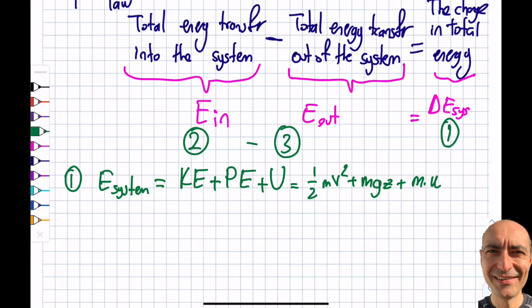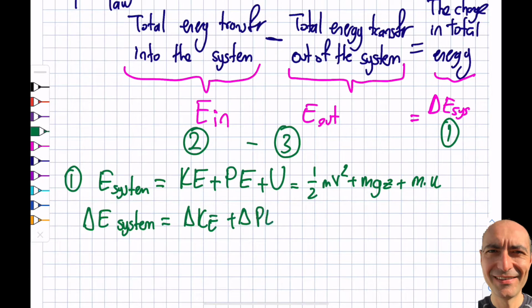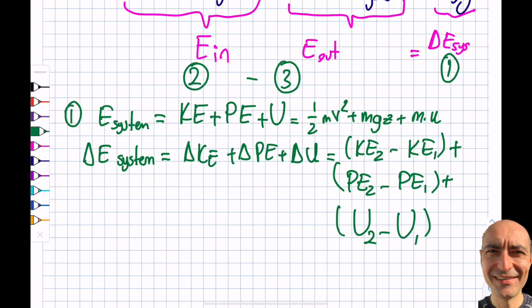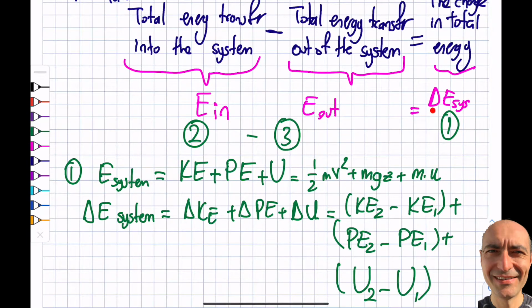But now I'm looking at this delta E system, so what it means is I'm going to look at delta kinetic energy plus delta potential energy plus delta internal energy. Then I can write it this way: kinetic energy at state 2 minus kinetic energy at state 1, plus potential energy at state 2 minus potential energy at state 1, plus internal energy at state 2 minus internal energy at state 1. So that's pretty much it. There are actually 3 terms in here, the total change of energy.